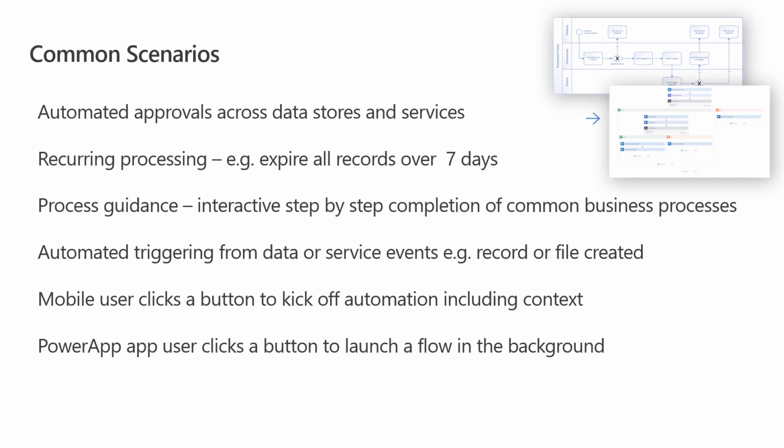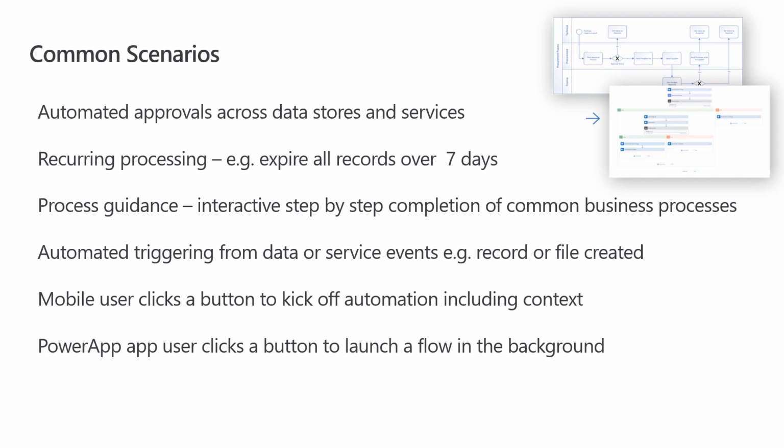Let's talk about some of the common scenarios where you might see Microsoft Flow being useful. We already talked about the automated approvals, being able to do that across data stores and services. Recurring processes, things that you need to happen once a week, once a month, being able to have them trigger on a specific schedule. Even human interaction things, process guidance, using the business process flow capabilities, you're able to provide stages that you break a business process into, these major stages, and then have steps that they must complete to move to the next stage, being able to stage gate them, so not allowing them to move to the next stage without completing the necessary steps in the prior stage.